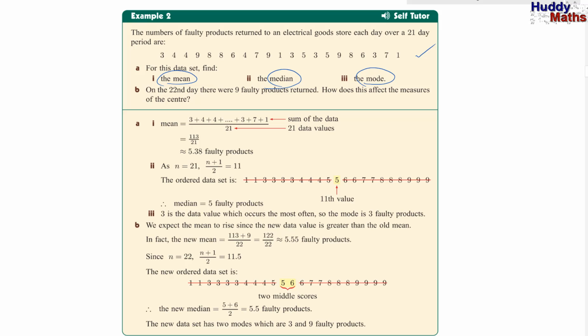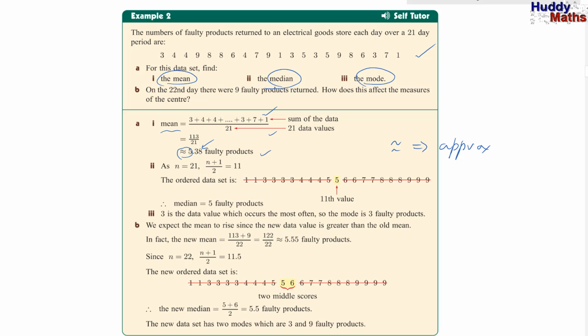Let's have a look at that for a start. So the mean is add them all up and divide by how many there are, and we have on the average 5.38. Can you see here that means approximately? That implies approximately because we've rounded it off to 2 decimal places.